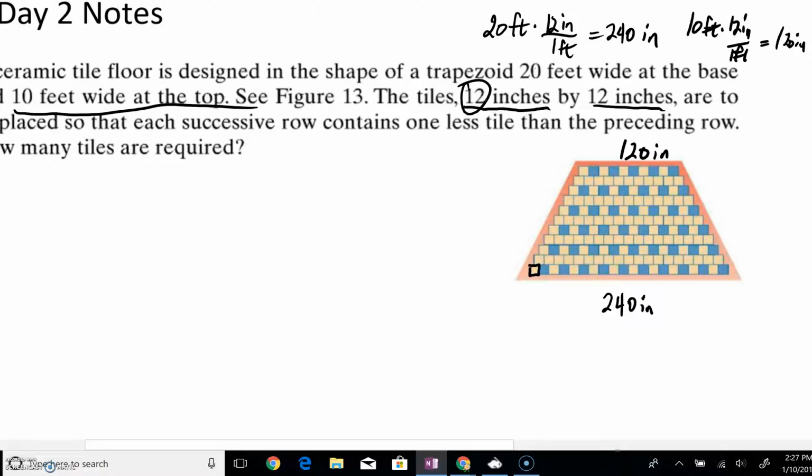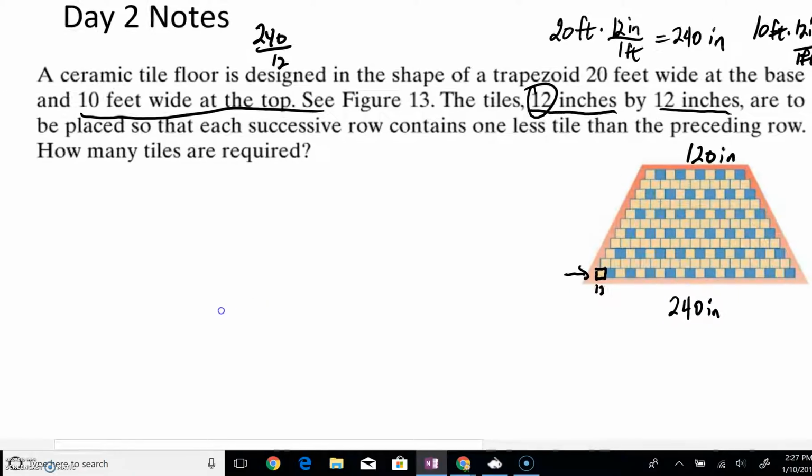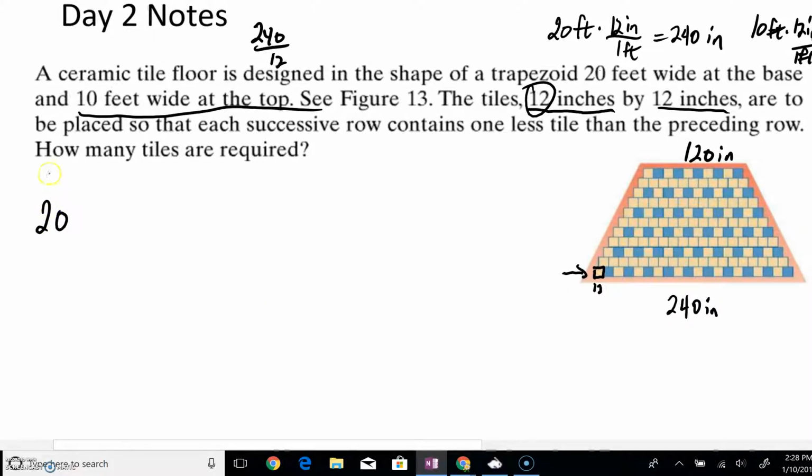So maybe the big question is, let's look at this bottom row here. We know that each little tile is 12 inches, but we've got 240 inches. You might wonder how many tiles we're really using. Well, it's just some basic math. We could take 240 divided by 12, and 24 divided by 12 is 2, so you might not be too surprised to see we're going to have 20 tiles. So we're going to have 20 tiles. This is our first row.